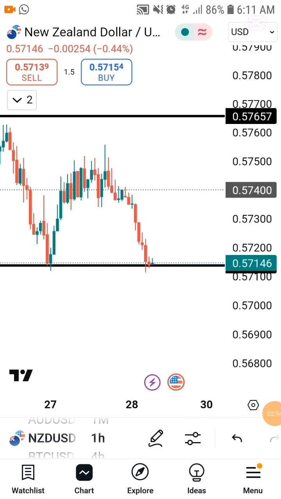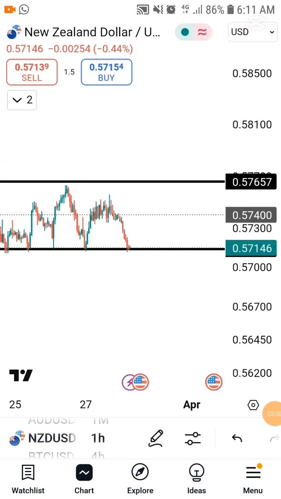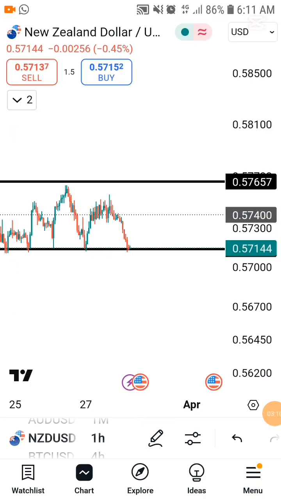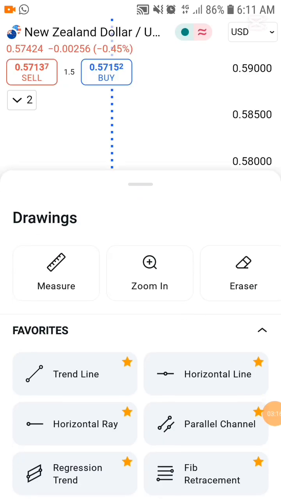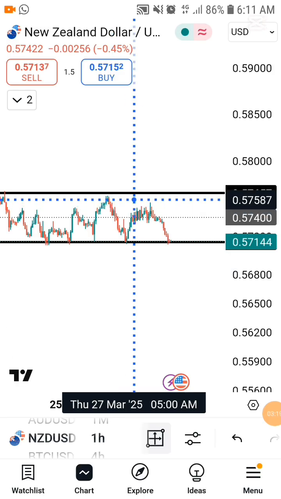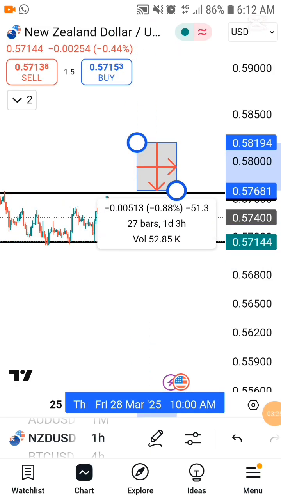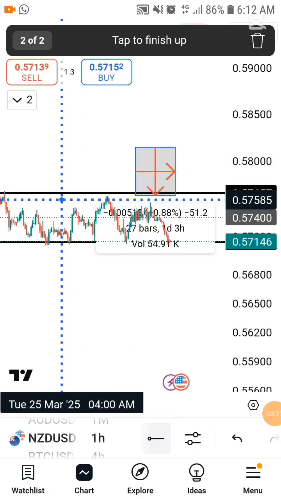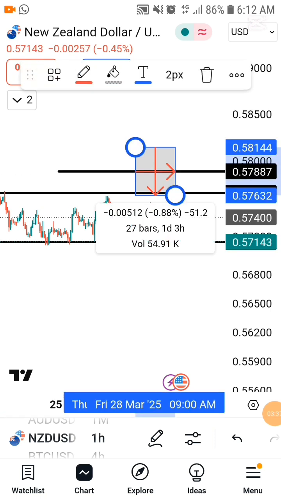I'm anticipating a break up because the higher time frame is actually bullish, but on this 1 hour we are seeing a consolidation. So I'm anticipating up. If we are anticipating up, then we have to mark the distance between supplier and demand. Mark the distance, then we'll take our distance straight up here. We'll mark the half of the distance.